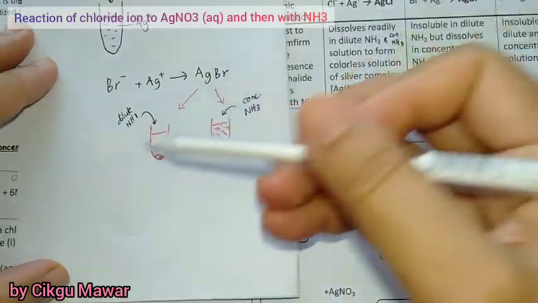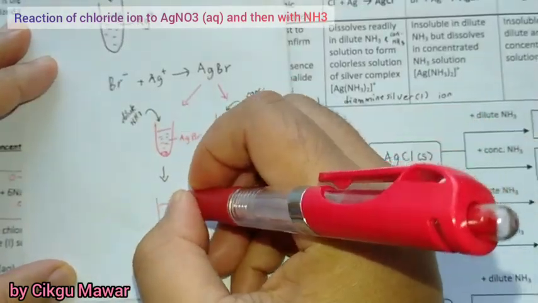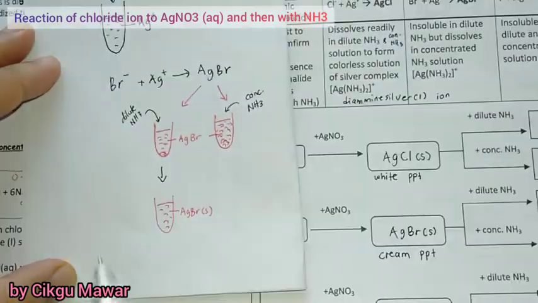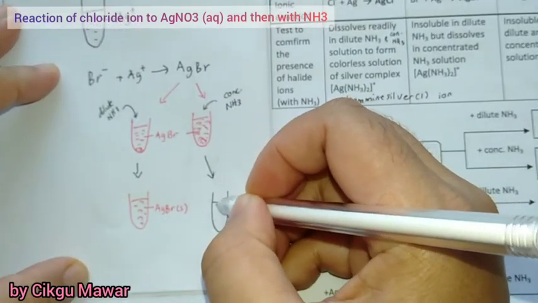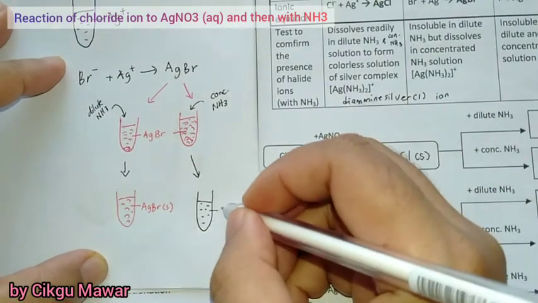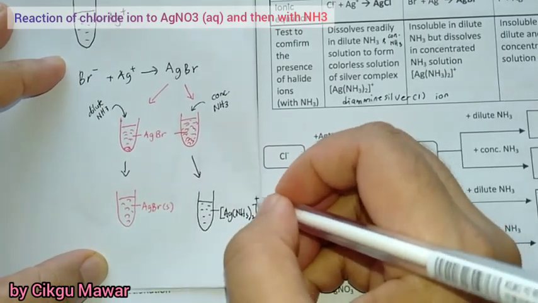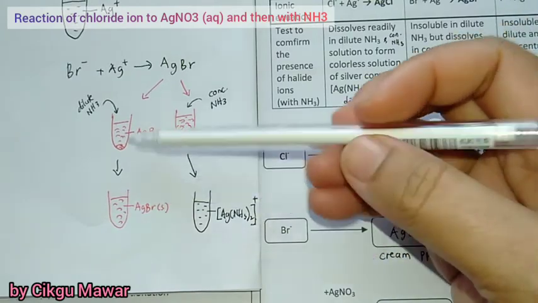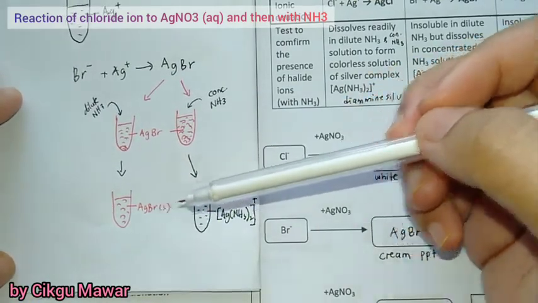So for dilute ammonia, it will remain as a silver bromide precipitate. But for concentrated ammonia, it will form a colorless solution, which is diamminesilver(I) ion. So this is the observation: a colorless solution with concentrated ammonia, and with dilute ammonia the bromide ion will remain insoluble.